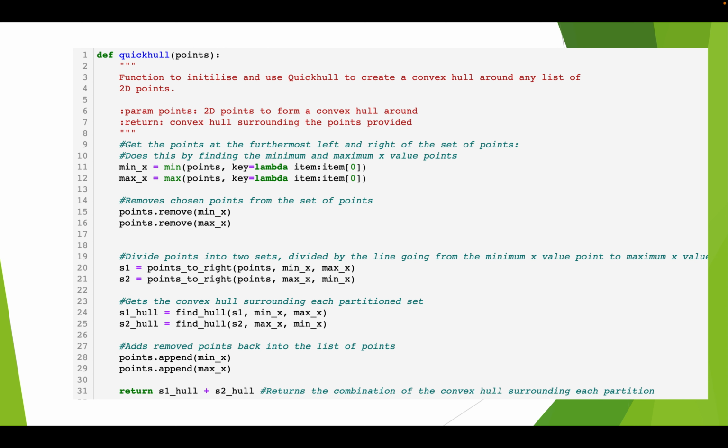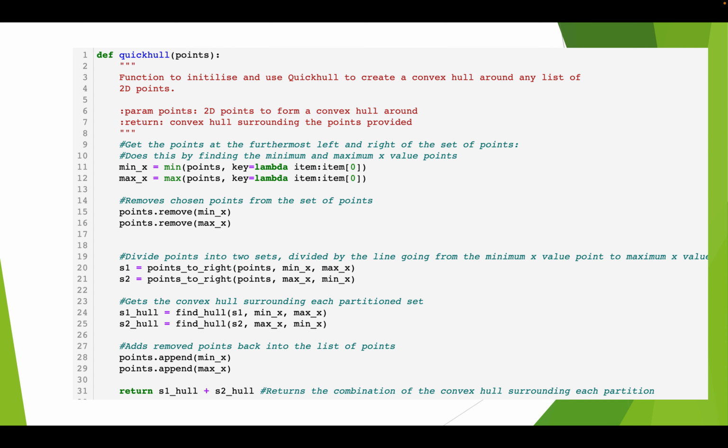So this is my implementation of Quickhull. In lines 11 and 12, I find the minimum x point and the maximum x point. And then in lines 20 and 21, I form these into 2 sets, ones that lie above the directed line and ones that lie below the directed line.